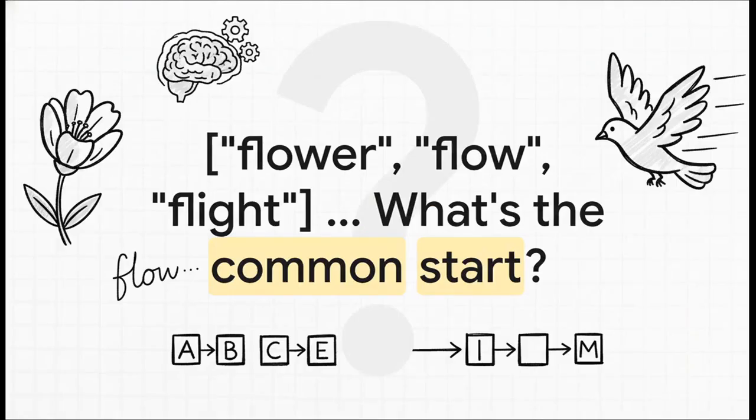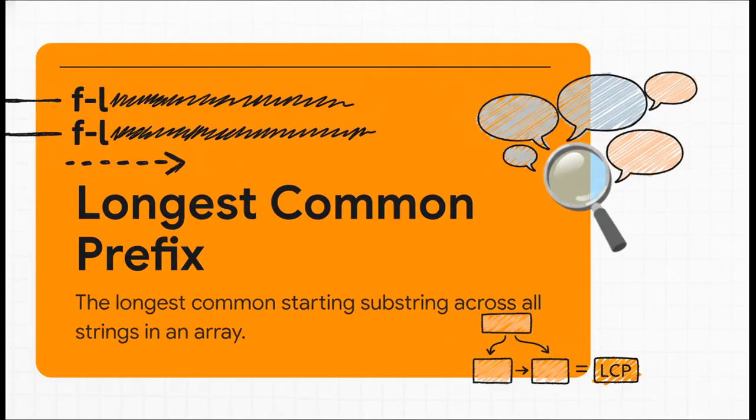Okay, first things first, let's get the gears turning with a quick little puzzle. Just look at these three words: flower, flow, and flight. What's the common starting bit for all of them? Go on, take a second. Got it? Just keep that in your head for a moment. And that little piece you just figured out, that's exactly what we're talking about today.